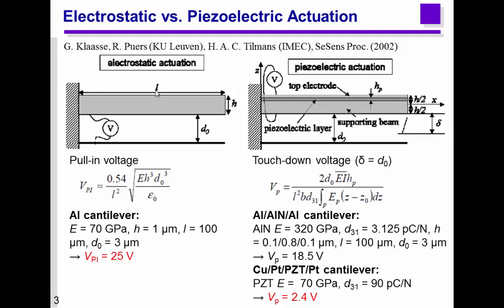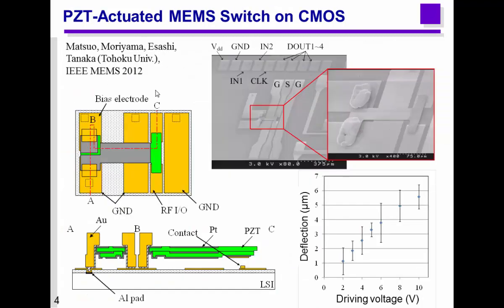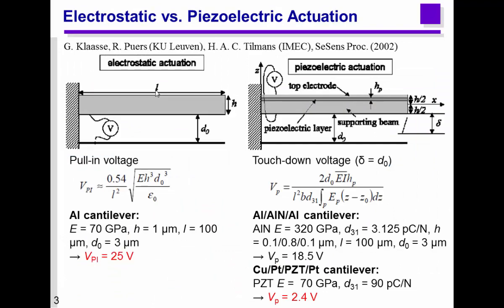So due to the process incompatibility or material contamination, this is an example of the merit of heterointegration.